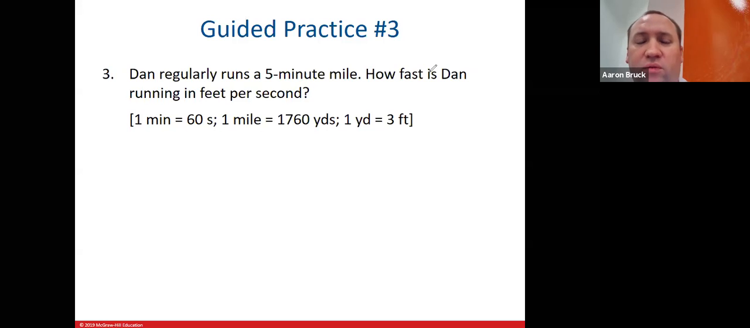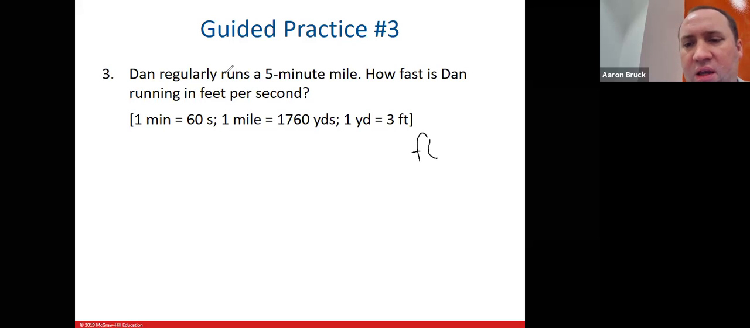Dan regularly runs a 5-minute mile, which means Dan is fast. How fast is Dan running in feet per second? Okay, so here we know the end goal. The end goal is that we want a measurement of speed in feet per second, feet divided by seconds.